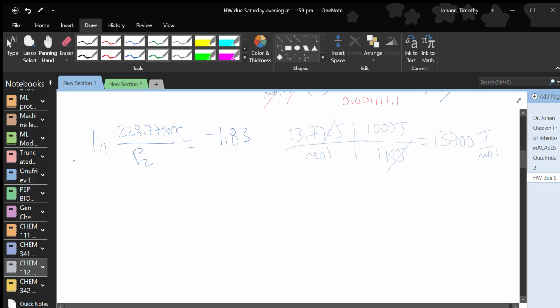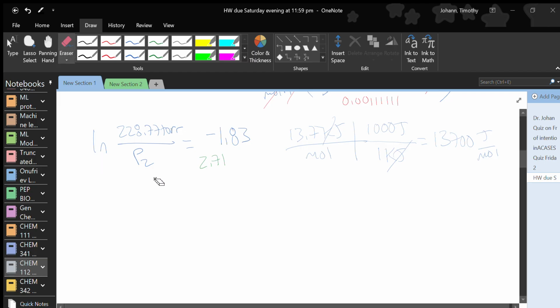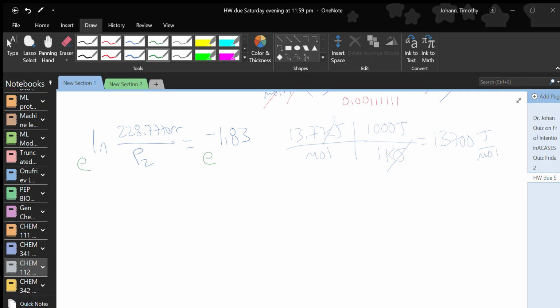But remember that we're just taking 2.71 and we're raising 2.71 to the logarithm of 228 over P2, and we're raising 2.71 to negative 1.83. Yes? It is e. Oh, okay. This e thing is kind of abstract. We're raising e. We're not multiplying e times stuff, right? Yes, it's constant. e is always the same number.